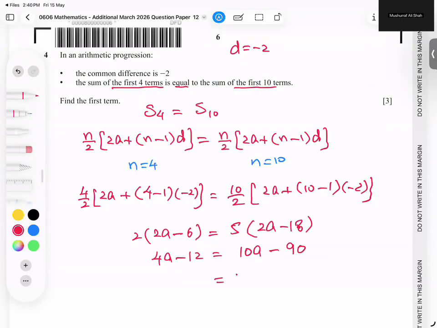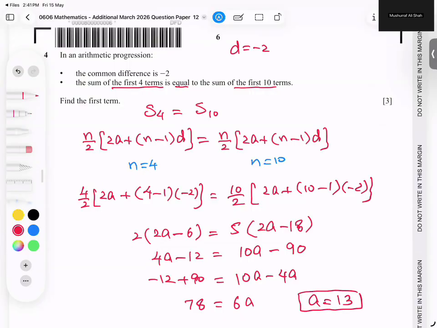So I'll bring 10a and negative 4 on this side and 90 on the other side. From 90 subtract 12, I got 78, and here I got 6. So the answer turns out to be a equals 13. I hope the concept is very clear.